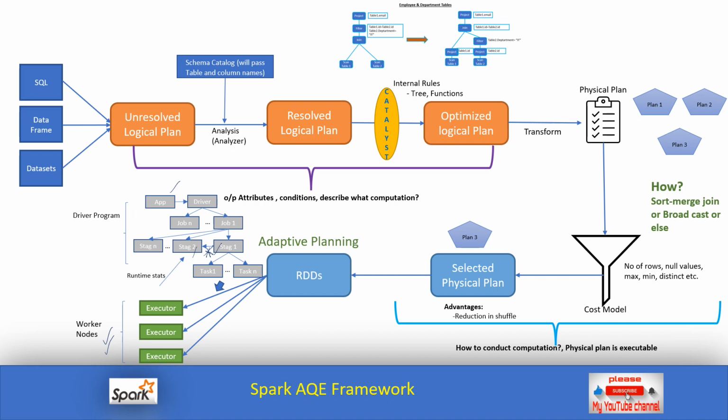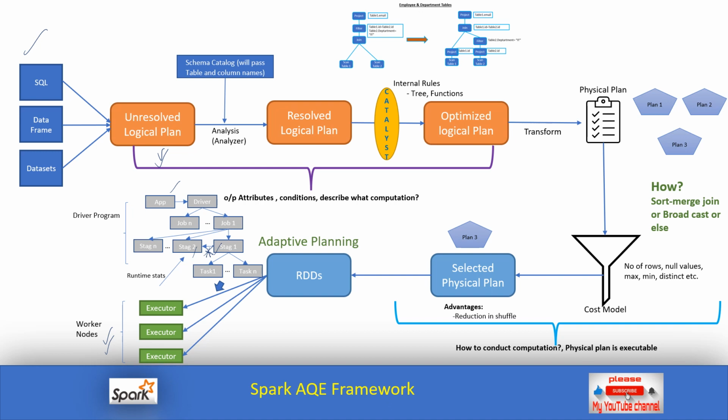Before we go into the adaptive planning, let's understand the logical and physical plan. Let's say on the left hand side, we start from the SQL or data frame or data set. We are submitting that. Initially, once we submit, that is an unresolved logical plan. So basically at this time, we are not able to identify the table name, what are the columns we need. So those are not resolved.